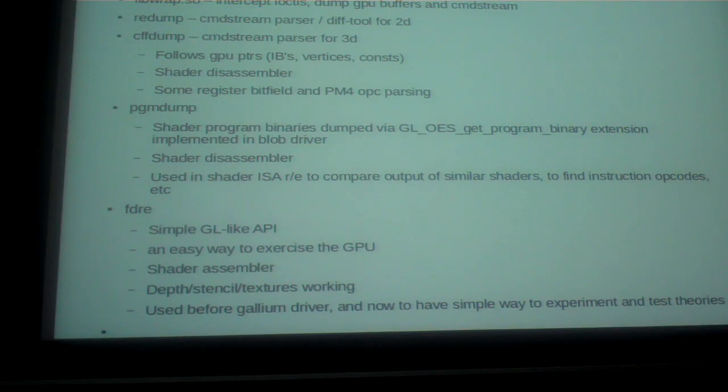So CFF dump is the parser tool I use for the 3D side. It's somewhat more sophisticated. It can follow GPU pointers that it finds in the command stream. So, I can capture the contents of a vertex buffer or things like that, which were useful, especially early on, to find, oh, this is where the vertex buffer fits.